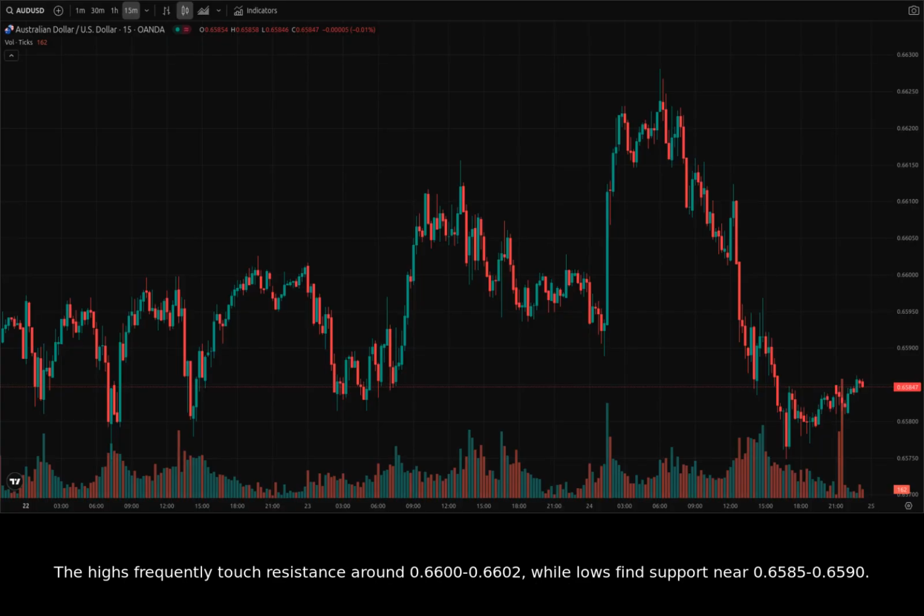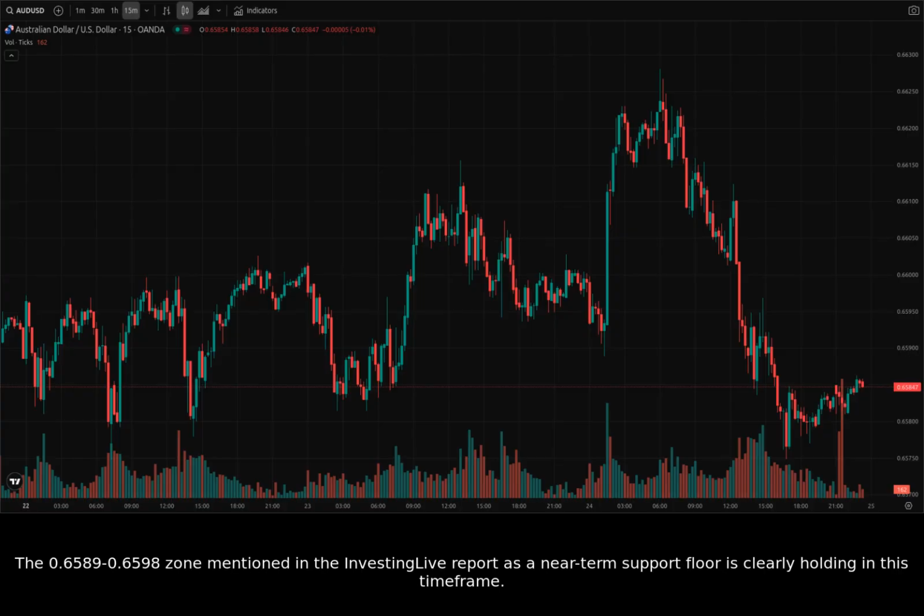The highs frequently touch resistance around 0.6600 to 0.6602, while lows find support near 0.6585 to 0.6590. This tightly coiled price action suggests significant indecision and sensitivity to incoming news.